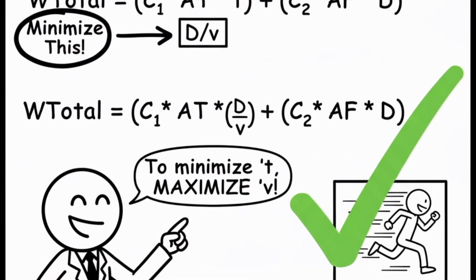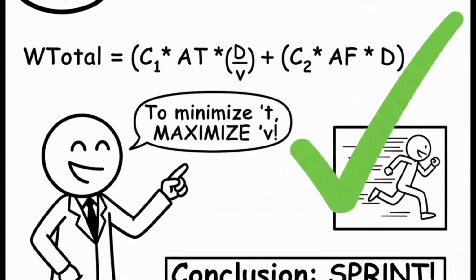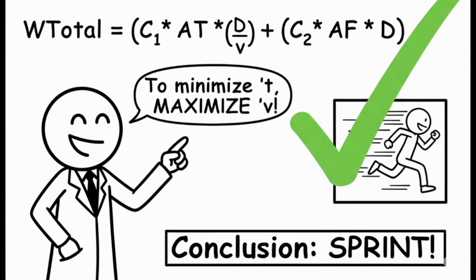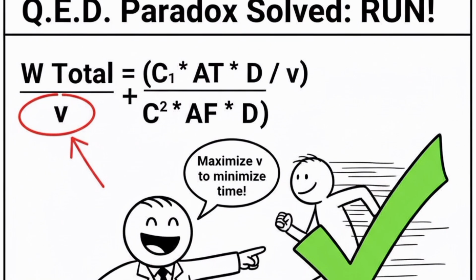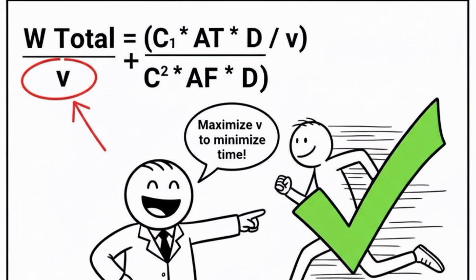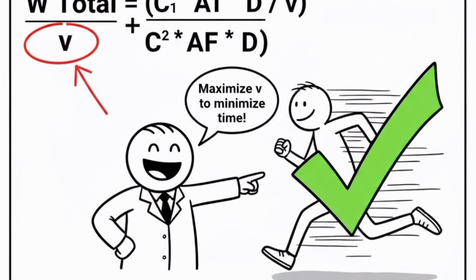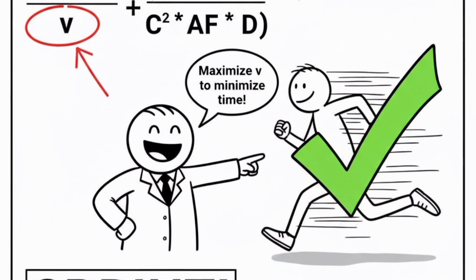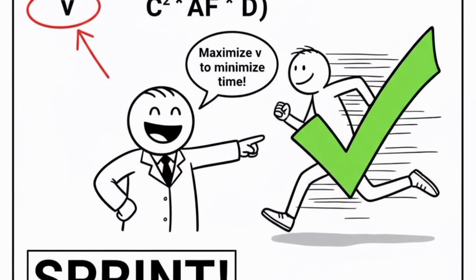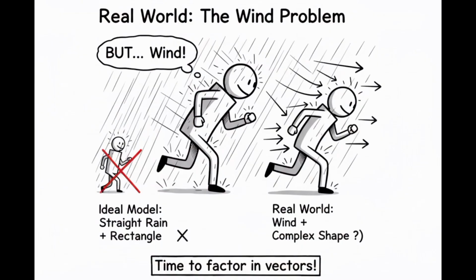So T equals D by V. To minimize T, you must maximize V, as T is inversely proportional to velocity. Now, the mathematics is unequivocal. Since the extra water you hit while running is fixed by the distance, the single most important factor is minimizing the time you are exposed to the vertical rain. The only way to do that is to run as fast as you possibly can. QED, the greatest paradox solved. Run!